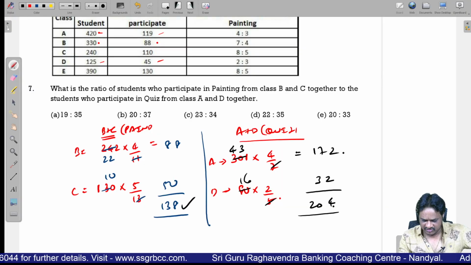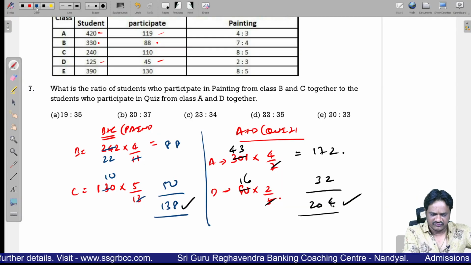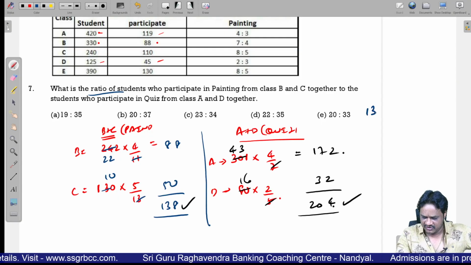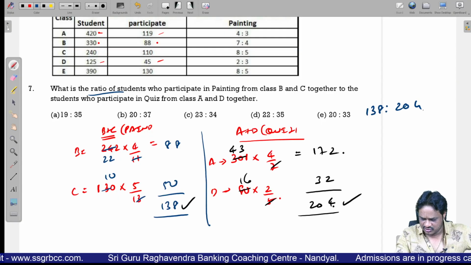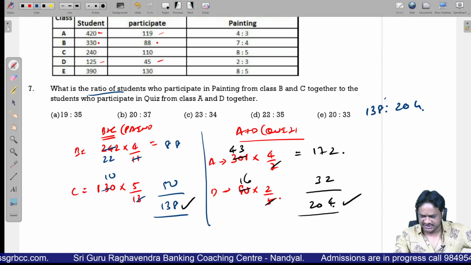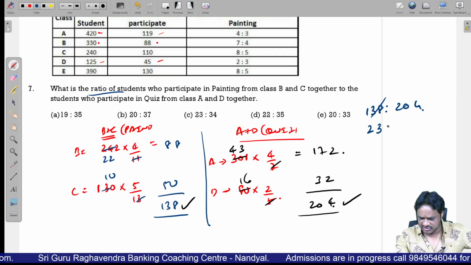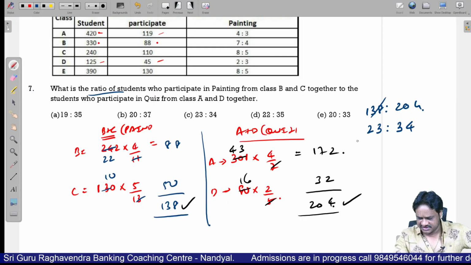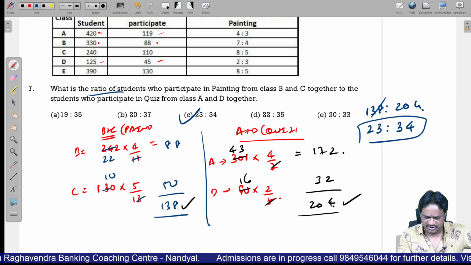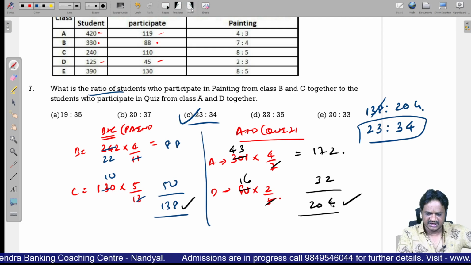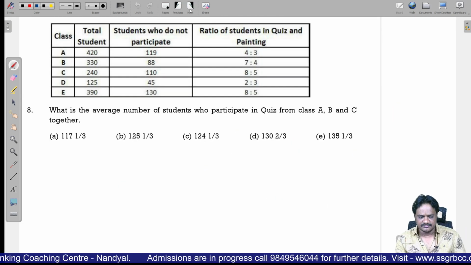So one value we got 138, one value 204. You have to find the ratio of 138 is to 204. Let us do with 6 twos, 6 threes, 6 threes, 6 fours. The answer is 23 is to 34. Option 3 is the correct answer. Next.